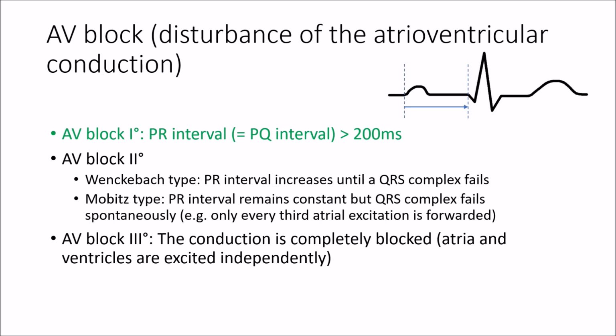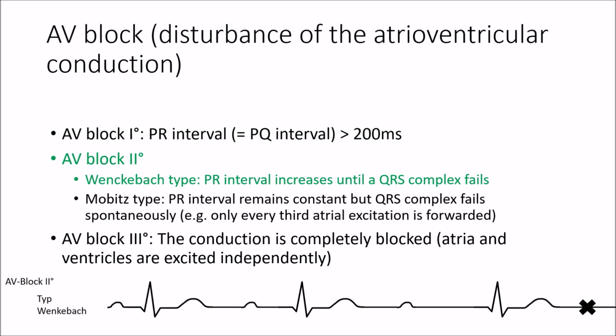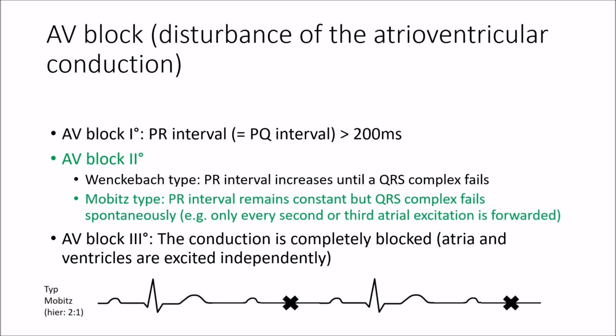The second-degree AV block can be divided into two different types. If the PR interval becomes longer and longer until a QRS complex is missing, this is the Wenckebach type. This type is also often harmless. But if, for example, every second or third QRS complex is missing, although the PR interval remains the same, this is the Mobitz type. This type can be life-threatening.